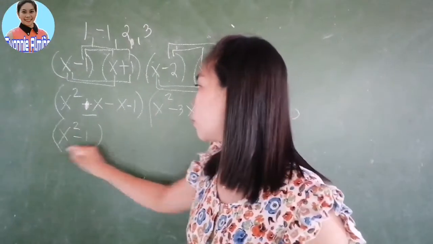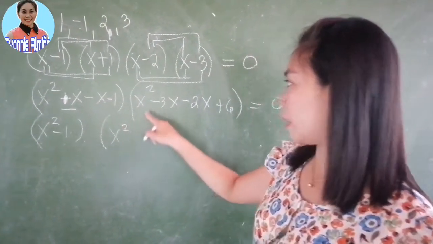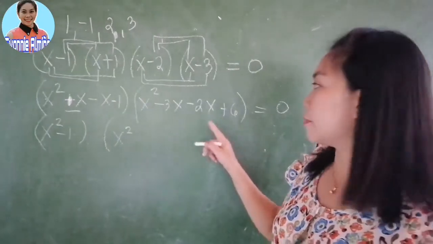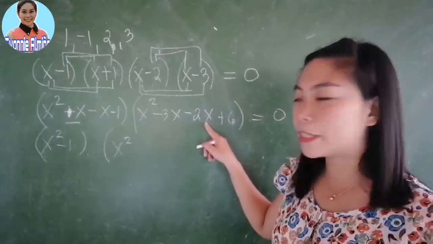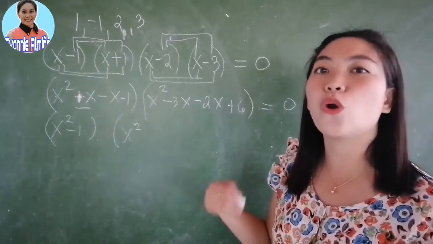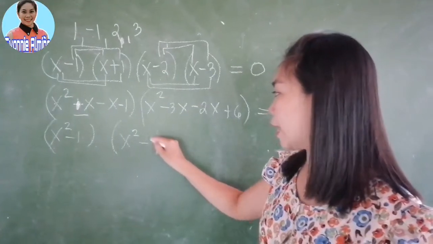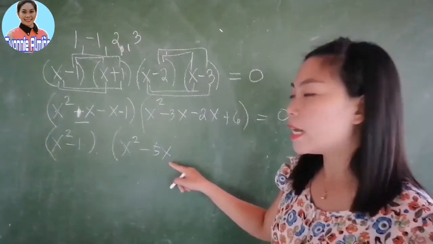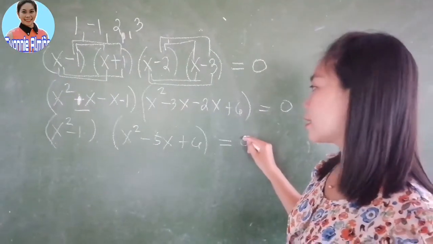Then, how about this one? X squared, yes, of course, we have to bring down x squared since it has no like terms. Negative 3x and negative 2x are like terms, so we have to combine. Since like signs, of course, we have to add. So, negative 3 plus negative 2, you have negative 5. Then, copy the variable x. Then, bring down positive 6. That is equal to 0.